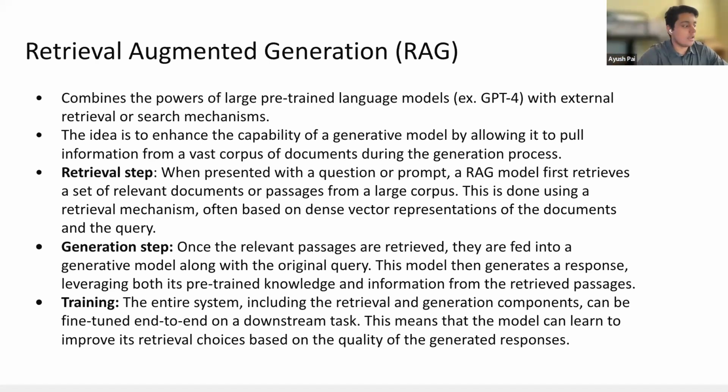It'll search through that using its vector representations, and the query step is really important. Then it finds the relevant information, takes that, and puts it back into the generative model, such as GPT-4, combines that with the original query, and the model generates a response leveraging both its pre-trained knowledge and information from the retrieved passages. The entire system, including the generation components, can be fine-tuned from end to end on a downstream task. This means the model can learn over time to improve its retrieval choices based on the quality of the generated responses it gives.